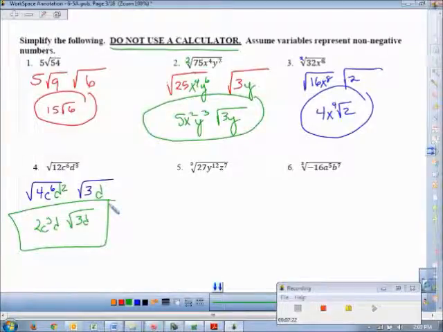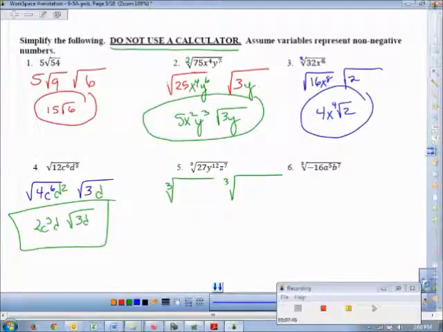Feeling good? Next one. Watch the root. What kind of root is it? Cube root. Split it up into 2 cube root radicals first. Well, I guess I should really say this. You don't always have to split it up into 2 cube root radicals. First, you want to look at all the stuff underneath there and see if they're all perfect cubes or not. Is 27 a perfect cube? Is y to the 12th a perfect cube? Is 12 a multiple of 3? Yep. Is z to the 7th a perfect cube?